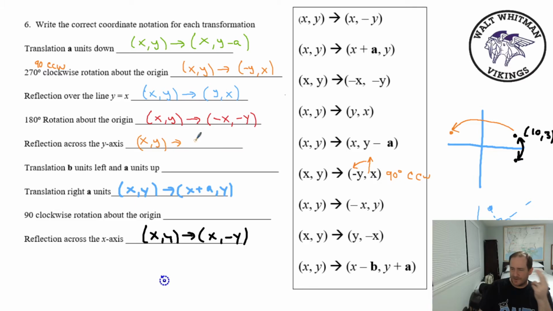What did I just agree to? I don't know. We just want this rule, negative x comma y. That's the one. Yeah, reflection across the y-axis.